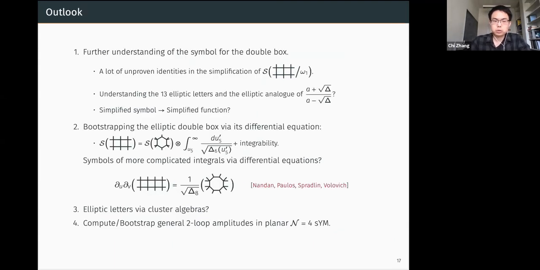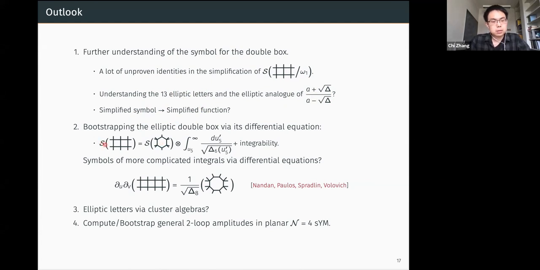So lots of interesting questions remain. First, we don't know how to prove the 28 relations found numerically, and we don't have a good understanding of the 13 elliptic letters that appear at third entries. For algebraic letters, we can require them to be of this form, such that their relations only involve themselves. But for the elliptic letters, currently we don't have a similar definition, which is crucial for understanding this identity and these letters. Besides, how to lift the simplified symbol to a simplified function is another interesting question.